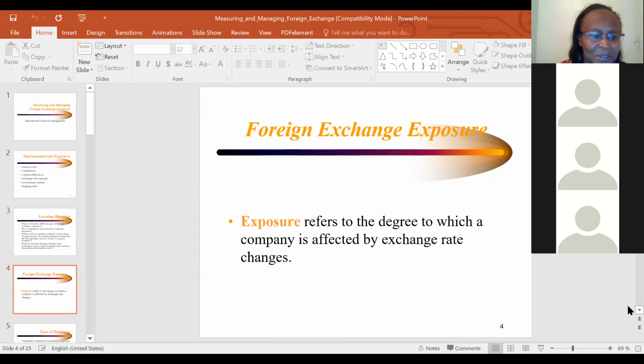I was told that we need to know what we need to achieve at the end of the class. So when we talk of exposure, what do you mean? It means the extent to which the company can be affected by changes in exchange rate.